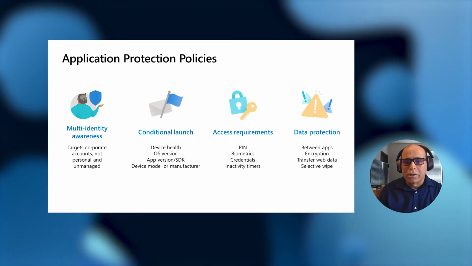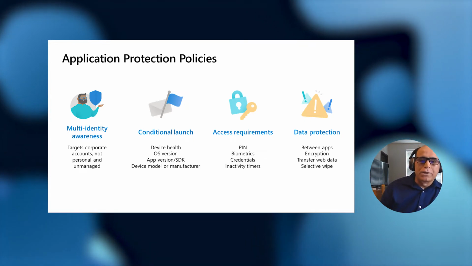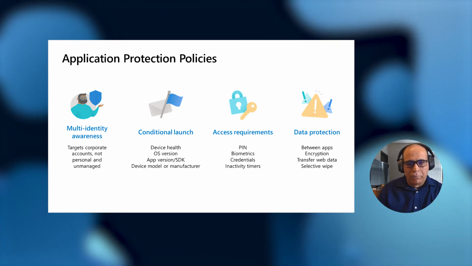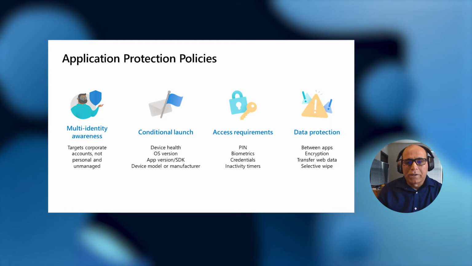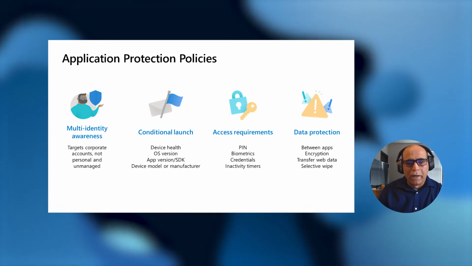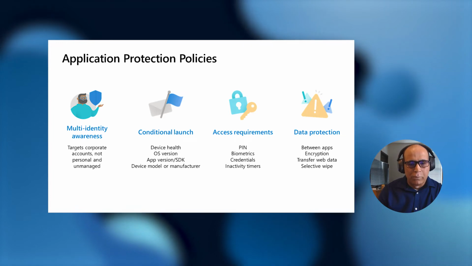In the data protections, we can also decide what you can do. If you want to copy some confidential information, you should not be able to copy that onto the personal side if it's corporate information. You can also do selective wipe. Selective wipe means that you can delete just the corporate information from your personally managed devices.